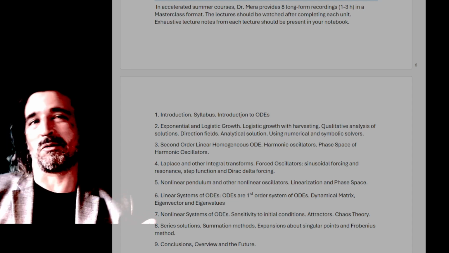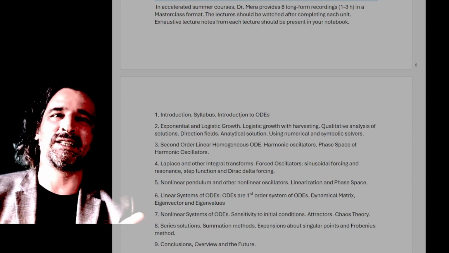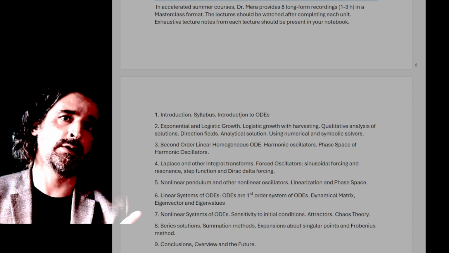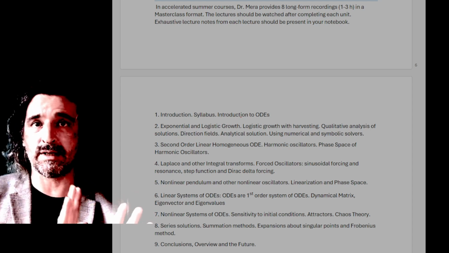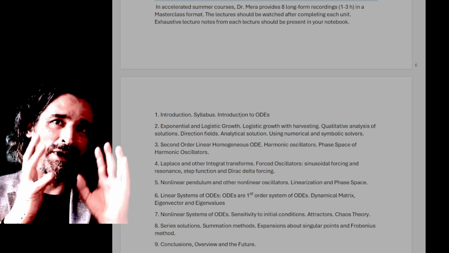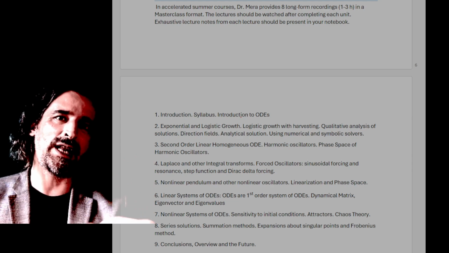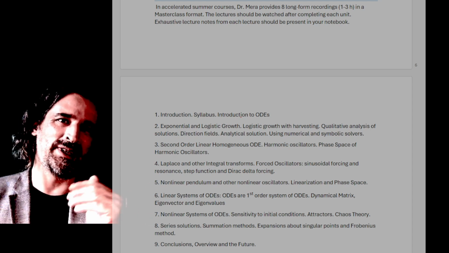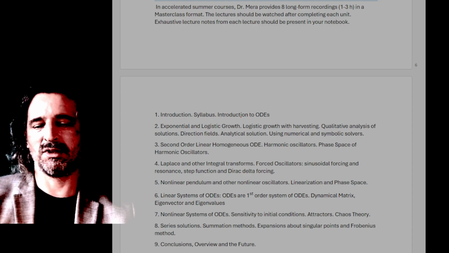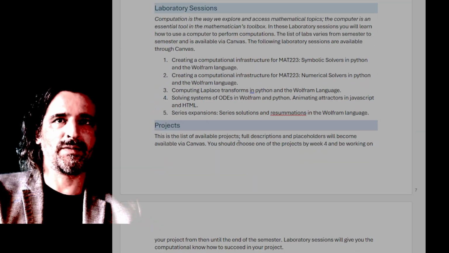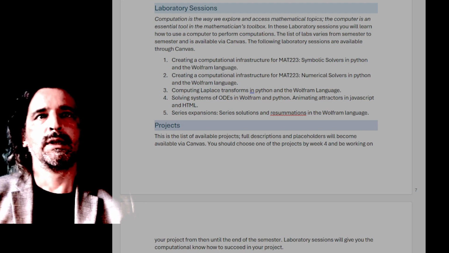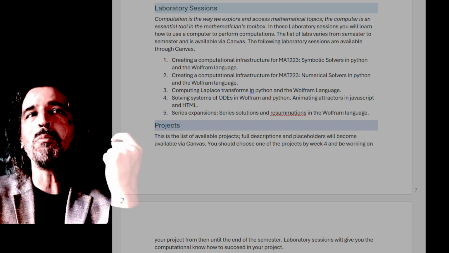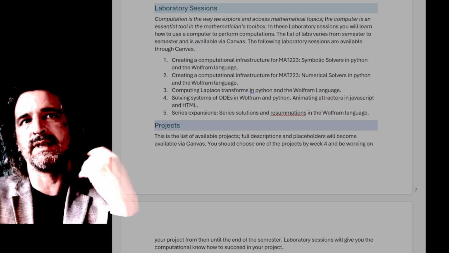Now, nonlinear systems are always done in the computer, so that one is easier, and in fact you have a project about that. And finally, there are series solutions. In fact, most of my recent work has been on series summation methods. So I am glad to give you a proper introduction to that as well. Let's go. Laboratory sessions. Lab number 1 is 2 labs, which is creating a computational infrastructure for this class.